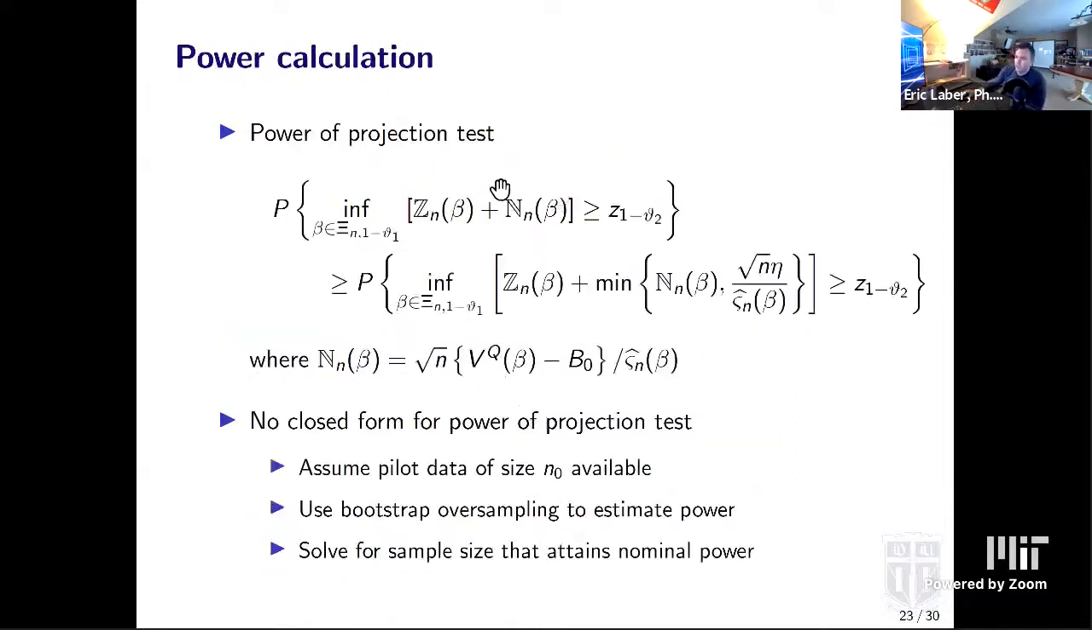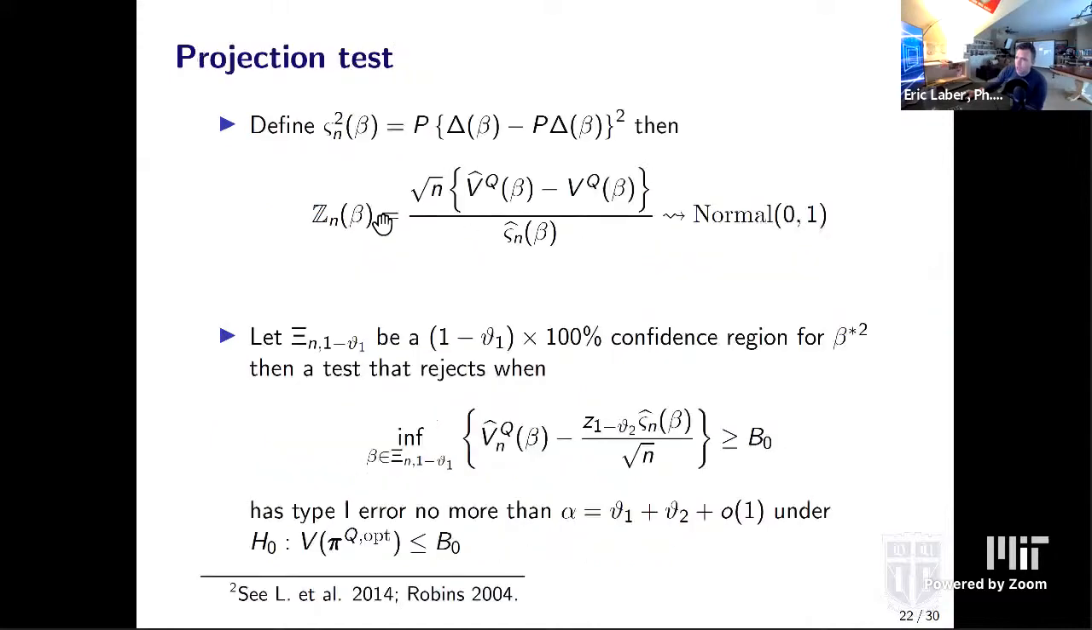Okay, so this is an ugly looking slide, but let me just say what it is. This is just the power of the test. So it's the probability that the test statistic rejects. And all that's happened is a little bit of algebra has been done to isolate important terms. The first term here is this Z thing, this asymptotically normal quantity here.